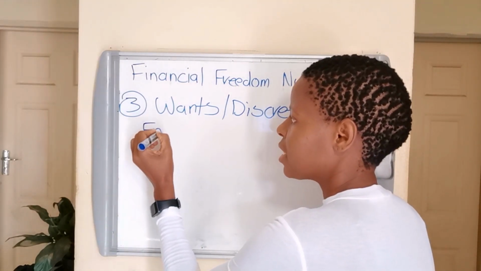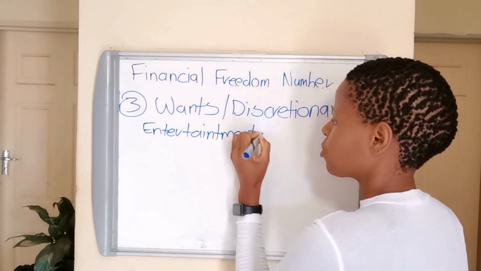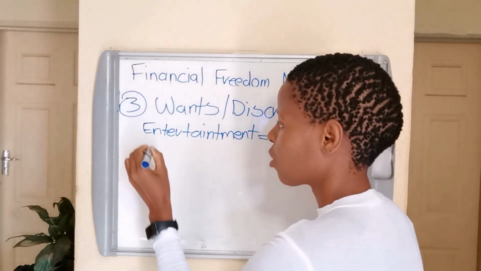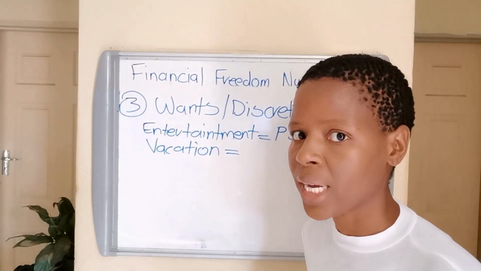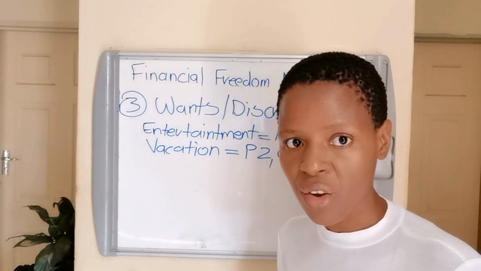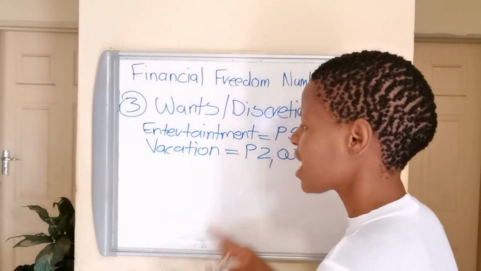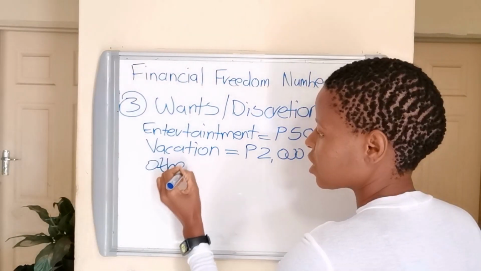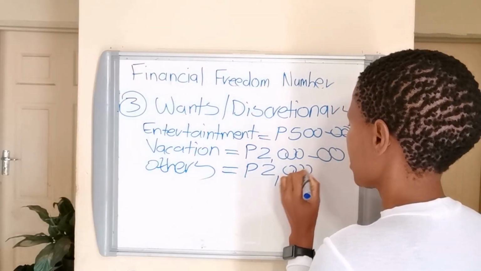Maybe you've got entertainment, right? Maybe you're spending 500 every month on entertainment. Maybe there's also a bit of vacationing. You're putting aside like 2,000 for vacations on a monthly basis, knowing that at the end of 12 months or whichever way you do travel, you take this money for traveling. Any other ones that you can think of, you add them here. We can just say others for putting everything together, and we put another 2,000.